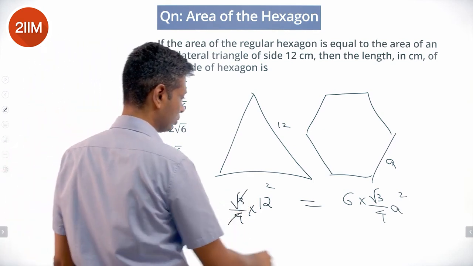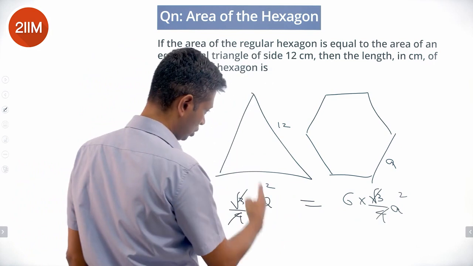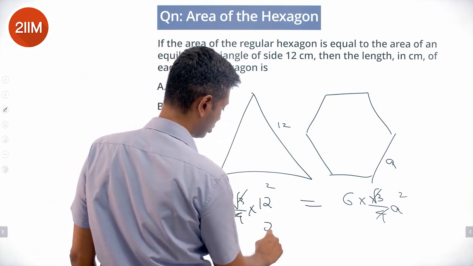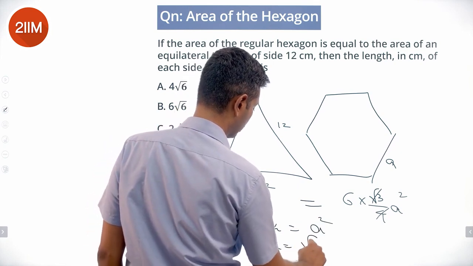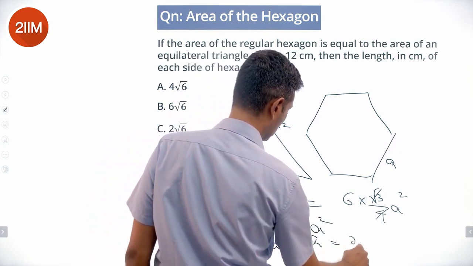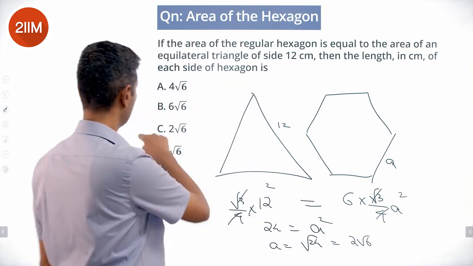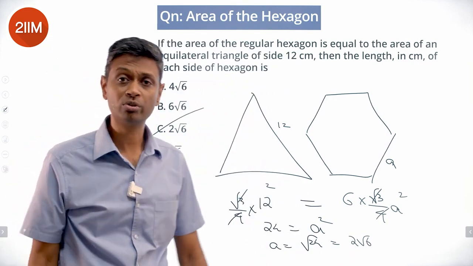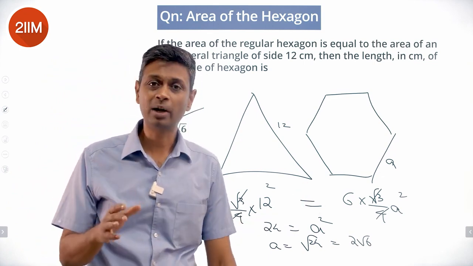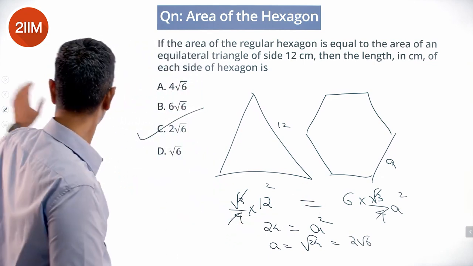This root 3 by 4, root 3 by 4 gets knocked off. 144 by 6 is 24, equals A square. A is root of 24. You can extract a 4 outside: 2 root 6. That is there, we are through. Then the length in centimeters of each side of the regular hexagon is 2 root 6. A regular hexagon is 6 equilateral triangles. That's it, done.